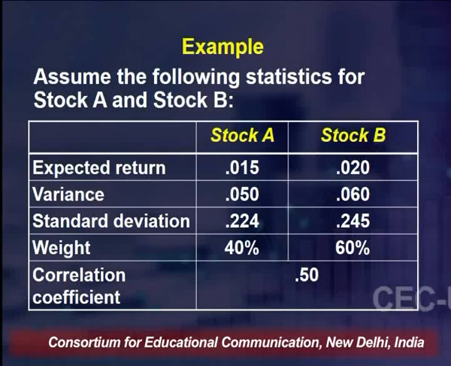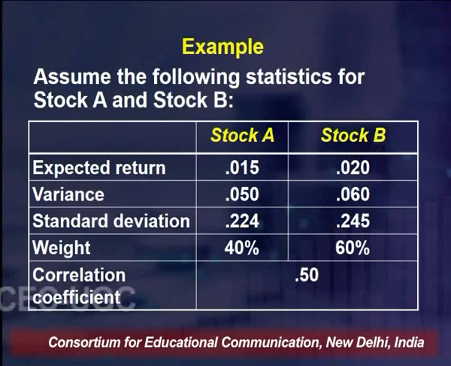Let us understand all of this with the help of an example. Assume the following statistics for stock A and stock B. The expected return for stock A is 0.15, while that of B is 0.020. The variance for stock A is 0.080, and then we have the variance for stock B as well. The standard deviation similarly, so we understand that the standard deviation is the square root of the variance.